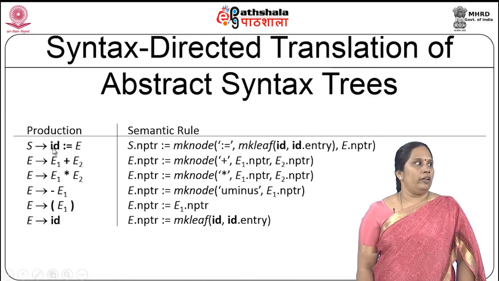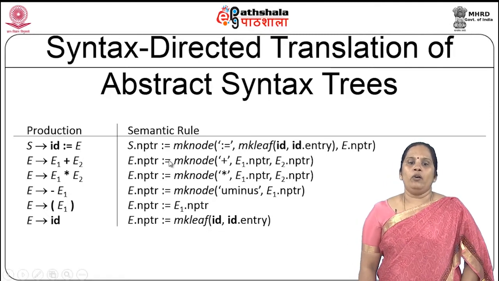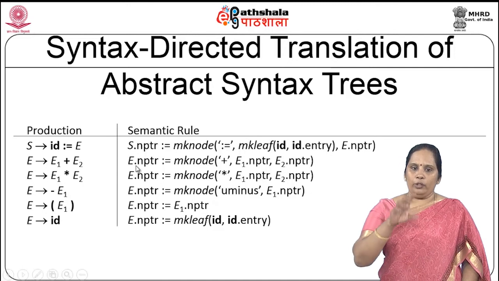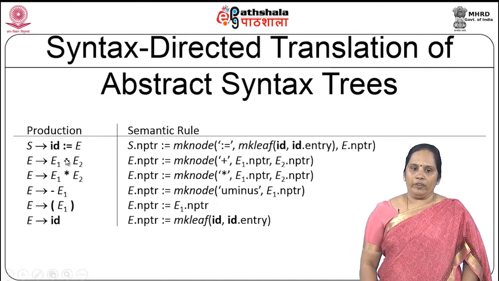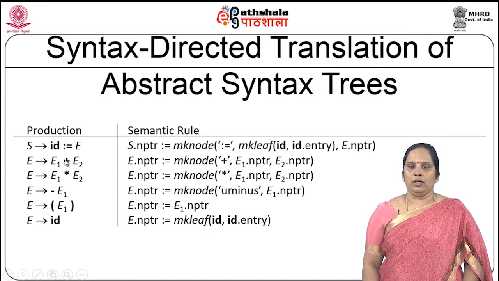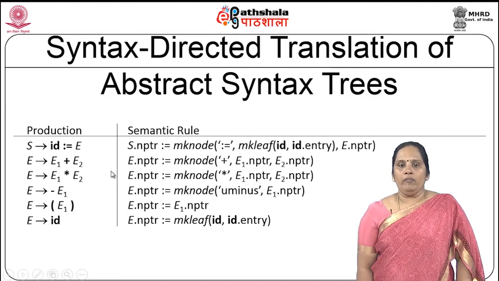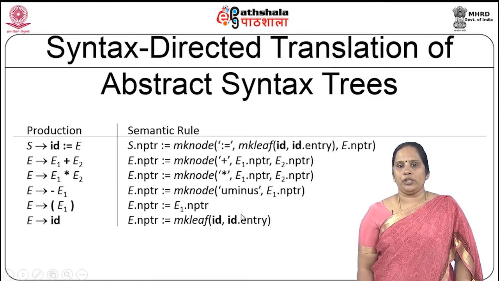So if I have e produces e1 plus e2, e dot node pointer will be make node of this. That is, I am creating a new node whose LHS will be the node of e1 and RHS will be the node of e2, and both are connected using the operator plus. Similarly I can write all these rules, and this is one way of converting your derivation tree to a syntax tree representation.